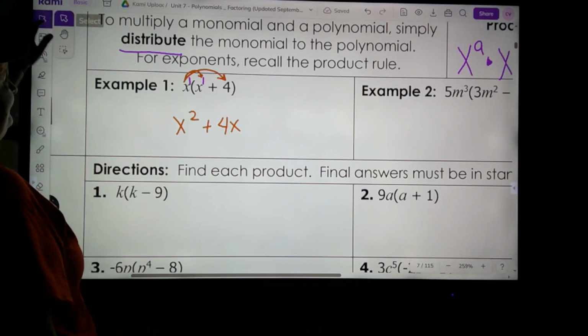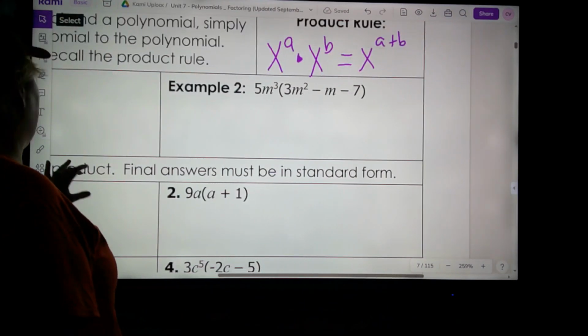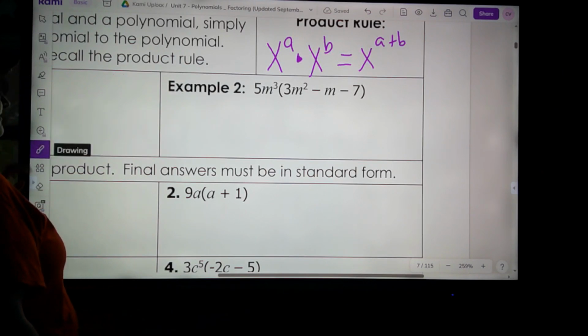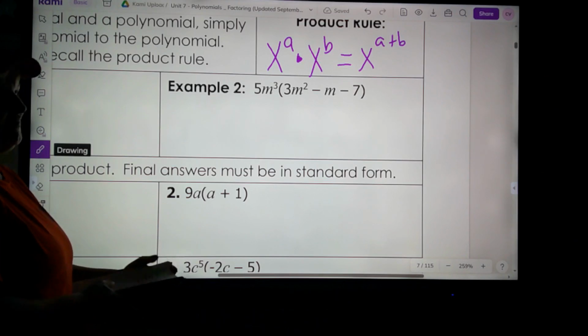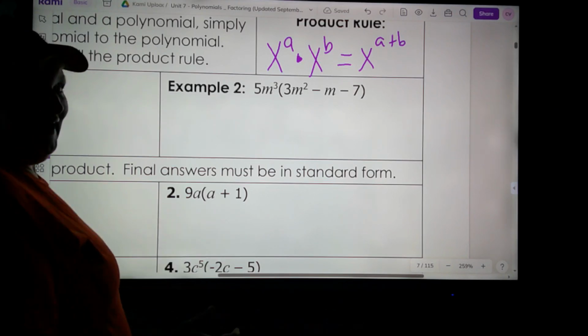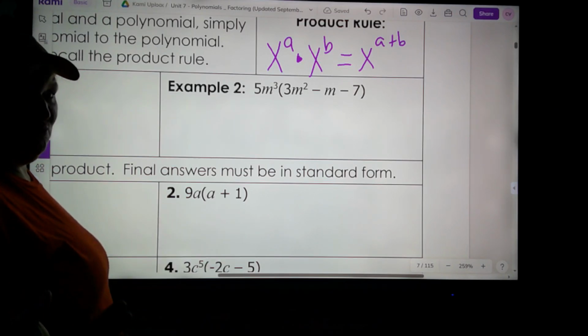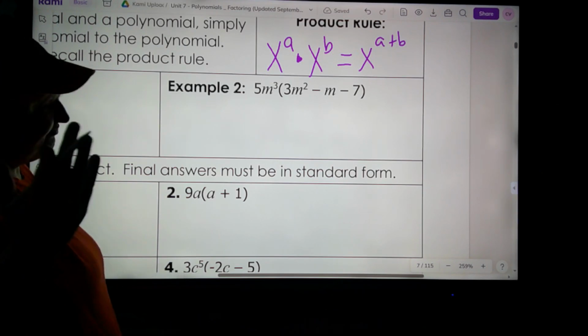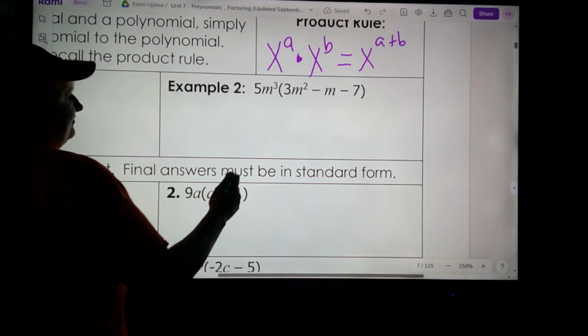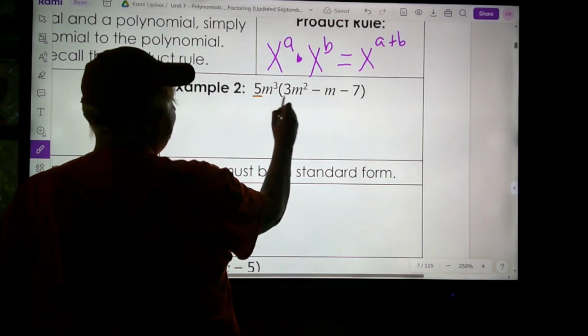Alright? When you're multiplying exponents, just add them together. If they have coefficients, multiply the coefficients. If they have no coefficients, it's an invisible 1, and 1 times 1 is 1. So, alright, so multiply the coefficients.